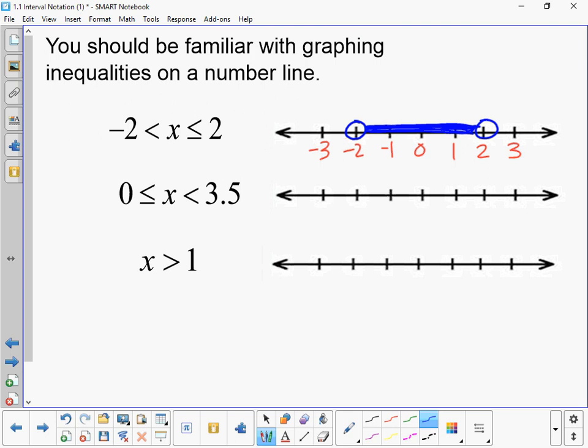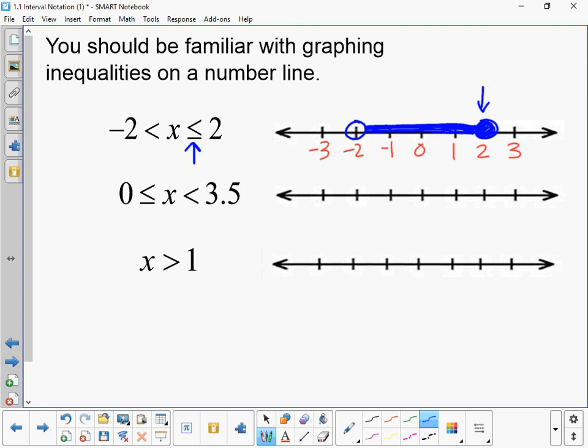Now, it also says on this side, x is less than or equal to 2. That means it is possible that x could equal 2. So on our number line, we want to fill this circle in to show that it could take on that value of 2. On the other side, though, it's strictly greater than -2. So this one will stay open.